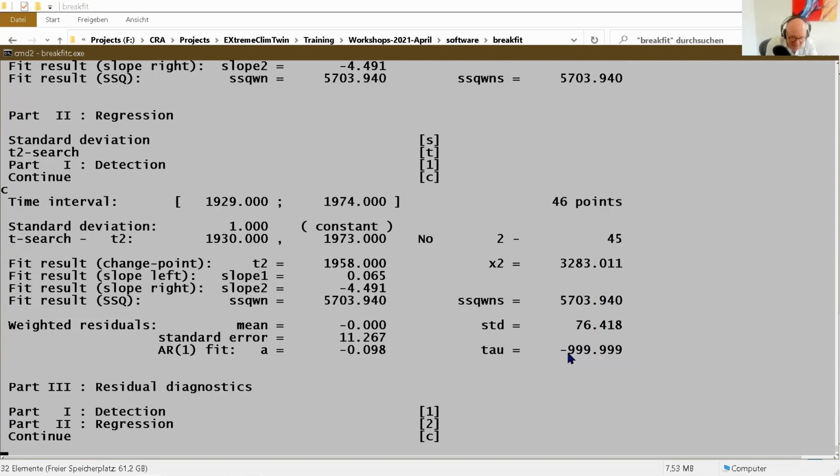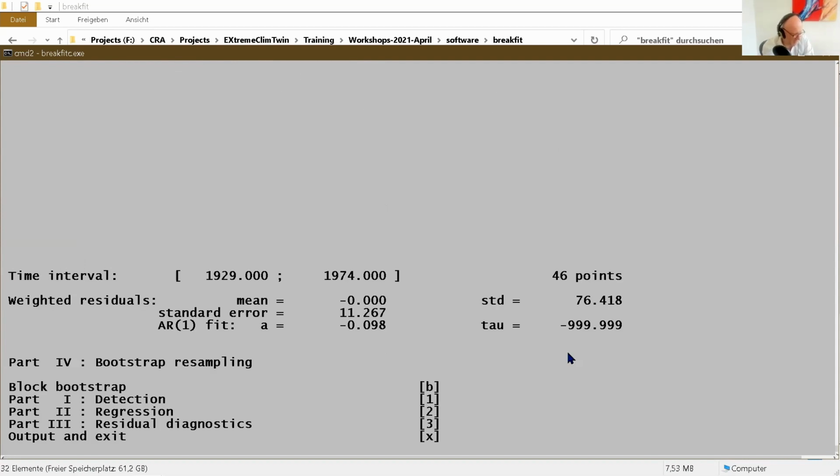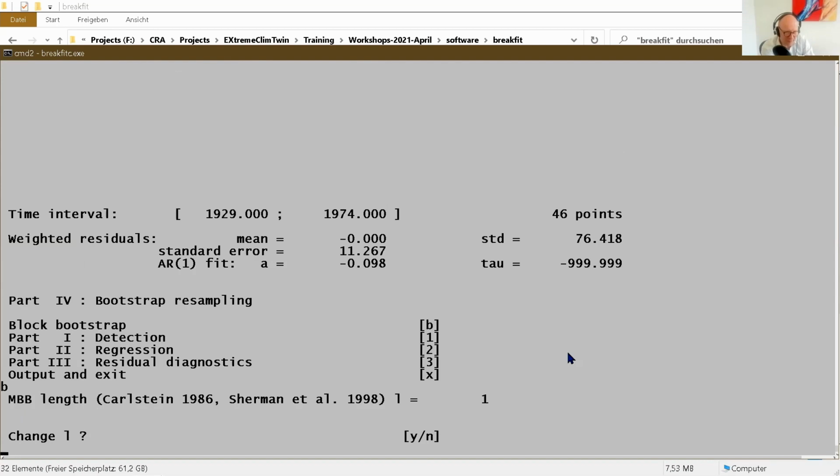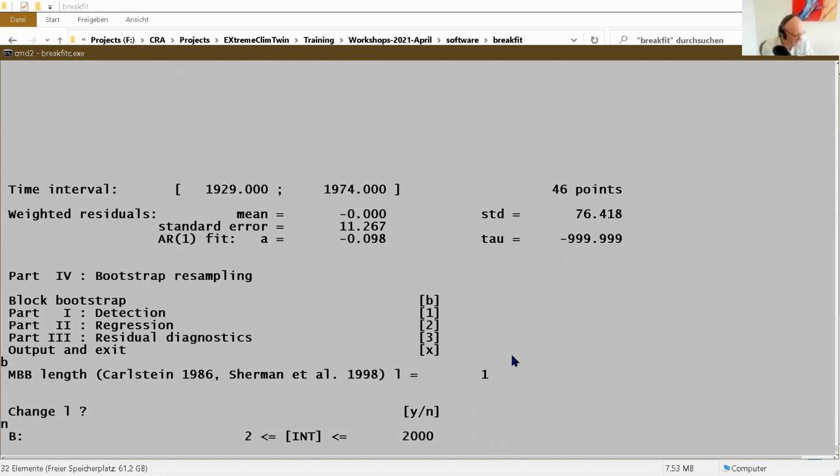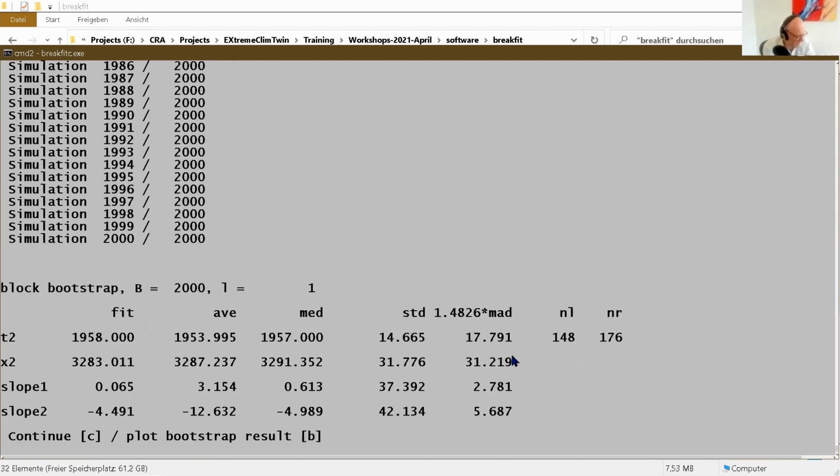And the bootstrap again will employ a block length of unity. I press Z to continue. Okay, and now B for the bootstrap. And as I expected, block length is unity. I don't change this, N for enter. And now again 2000. And we are done.